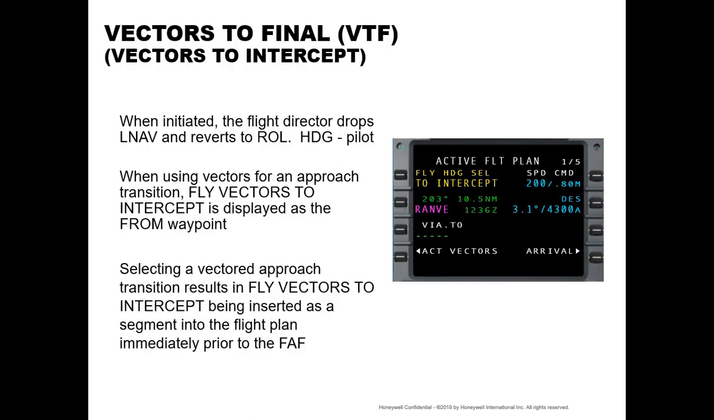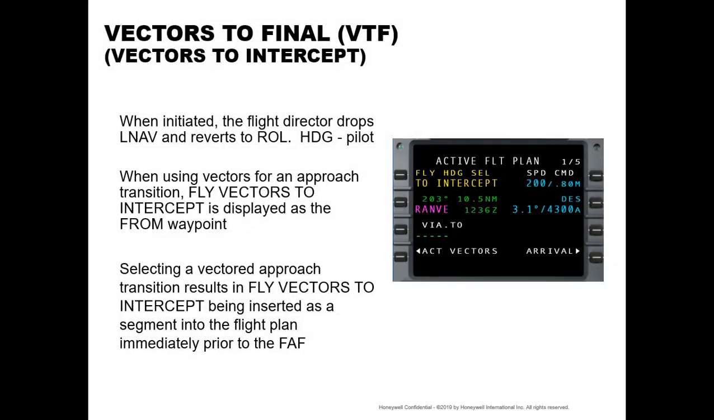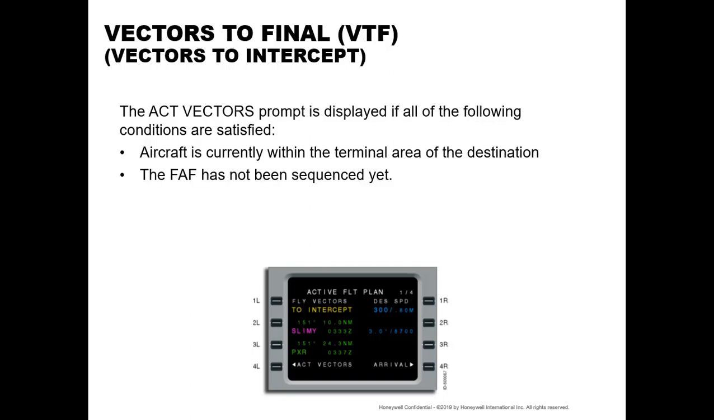Selecting a vectored approach transition results in the Fly Vectors to Intercept message being inserted as a segment into the flight plan immediately prior to the final approach fix. In order to utilize the Activate Vectors option, the aircraft position must be within the terminal area of the destination airport, or 30 nautical miles from the destination. And the final approach fix must have not yet been sequenced.